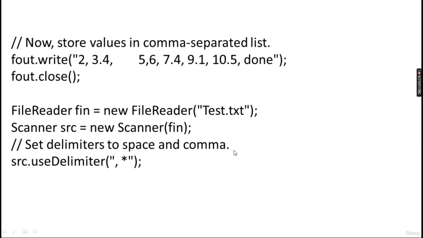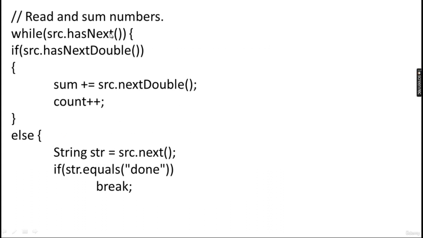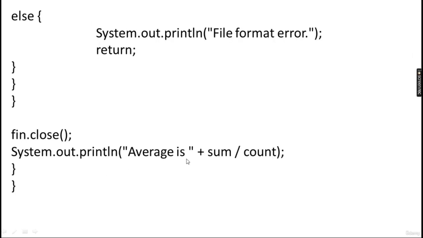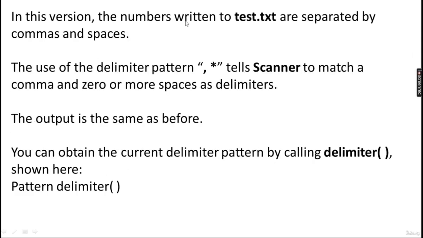Now use delimiter comma and star. Set delimiter to space and comma. Okay. So this is the method. Scanner object dot useDelimiter method is available, comma and star. Okay. While source hasNext, if source is next double, it is a double value, then it is summed up and then count is incremented. And if it is done, break out, average is sum divided by count.